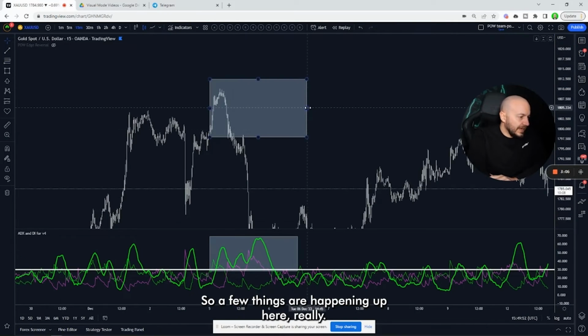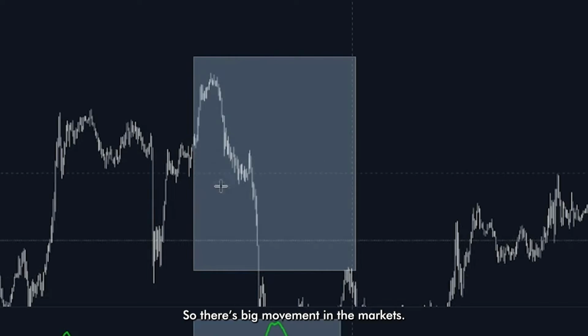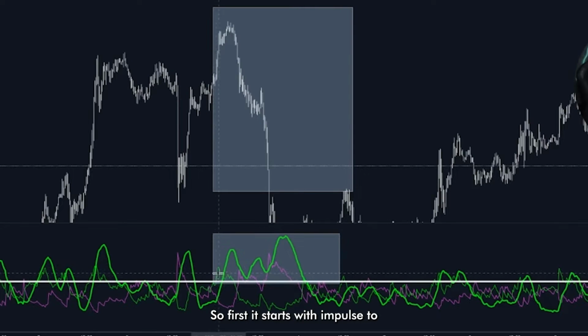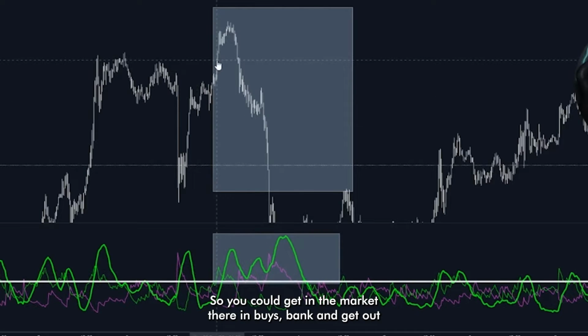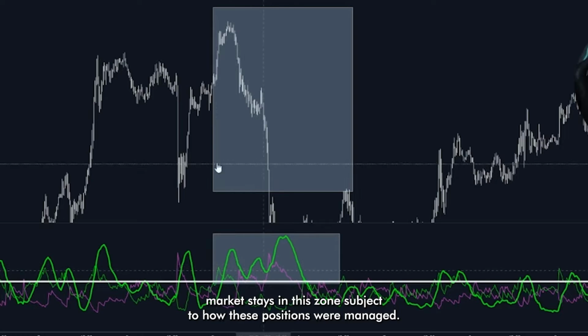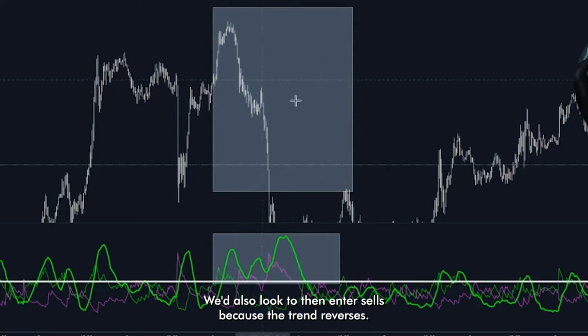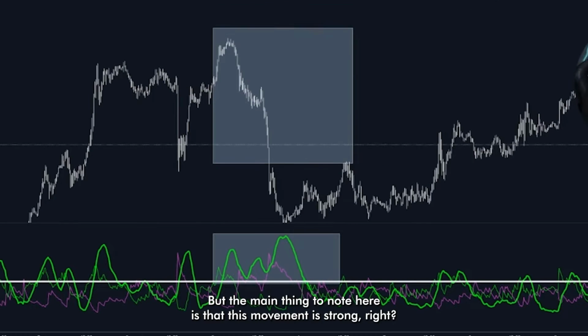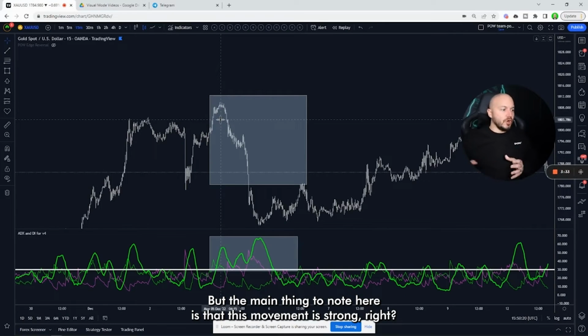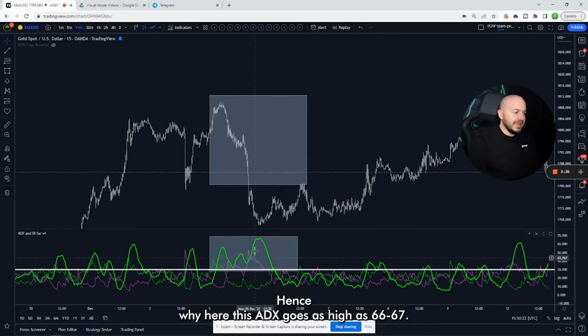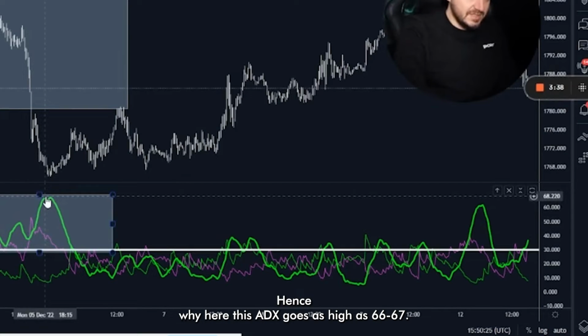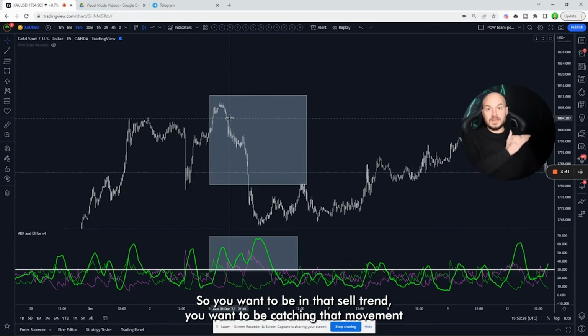So a few things are happening up here, really. There's big movement in the market. First, it starts with an impulse to the upside. DI plus is above DI minus. So you could get in the market there, in buys, bank, and get out. Market stays in this zone, subject to how these positions were managed. We'd also look to then enter sells because the trend reverses. But the main thing to note here is that this movement is strong, right? Hence why this ADX goes as high as 66, 67. So you want to be in that sell trend. You want to be catching that movement on the way down.